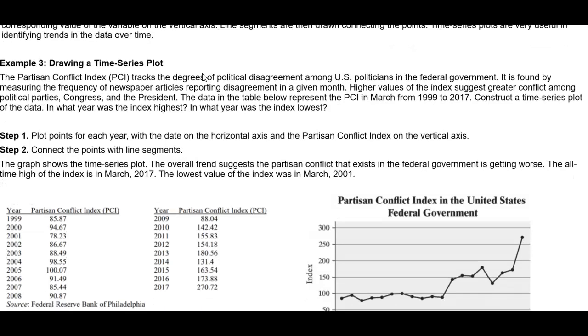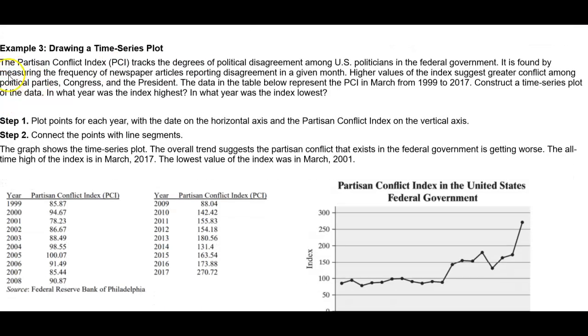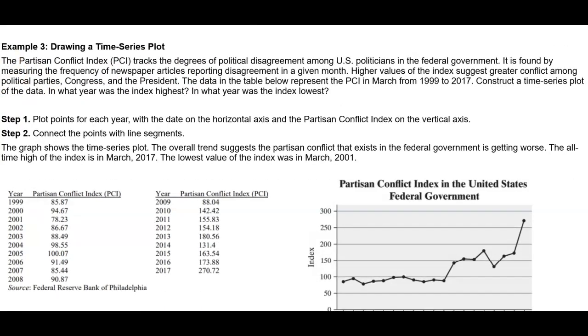Let's take a look at example 3 here. It says drawing a time series plot. The Partisan Conflict Index, also known as PCI, tracks the degrees of political disagreement among U.S. politicians and the federal government. It is found by measuring the frequency of newspaper articles reporting disagreement in a given month. Higher values of the index suggest greater conflict among political parties, Congress, and the President.